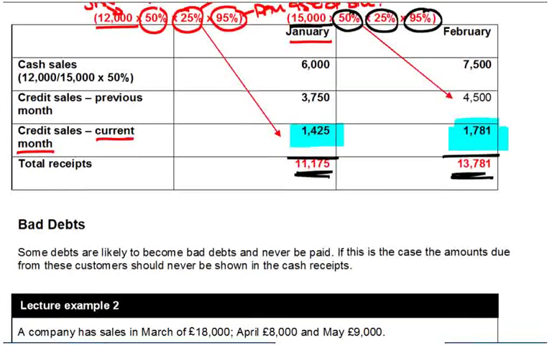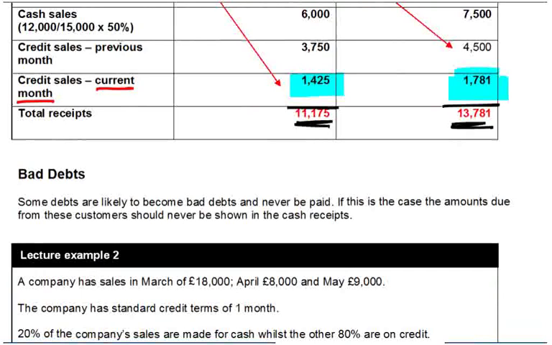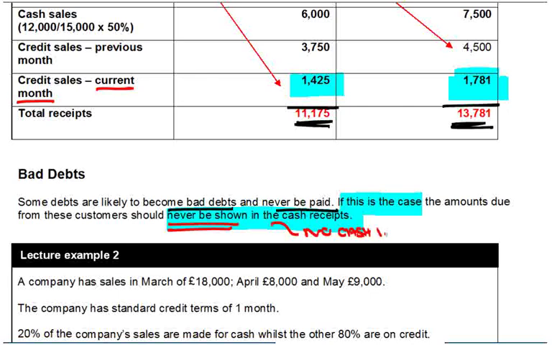which is bad debts. Sometimes you will end up with bad debts. So customers that just don't pay for some reason, they go into liquidation, they do a runner, they decide they don't want to pay you because they don't like the standard of your work, whatever it is, they become bad debts and they never get paid. So if that's the case, you are never going to see the cash, so it will never be shown in cash receipts because no cash is ever received.